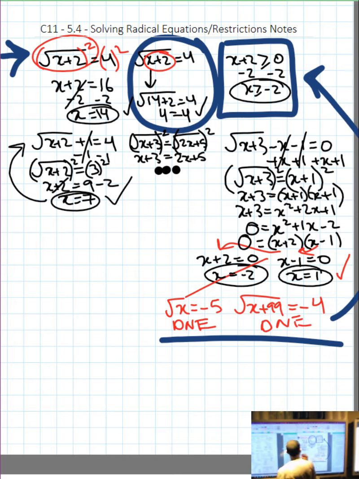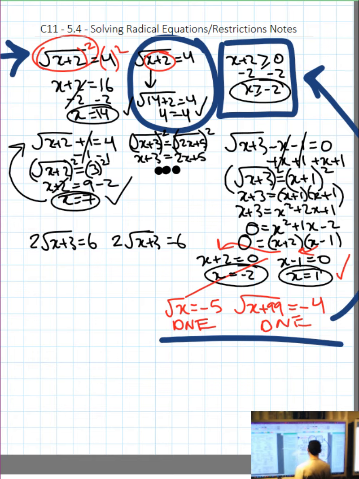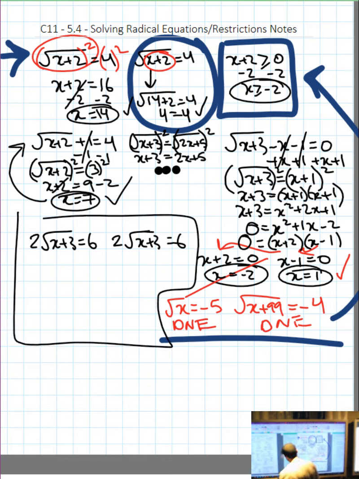Okay, a quick little algebra. So 2 root x plus 3 equals 6. And again, 2 root x plus 3 equals 6. It's in the notes, in the box. So, I'm going to do the example on the right first. If I want to divide both sides by 2 first, go for it. And then follow the notes and square both sides and check your answer.